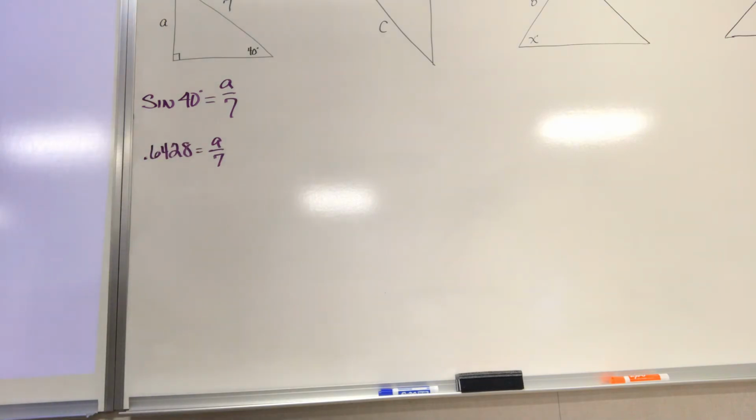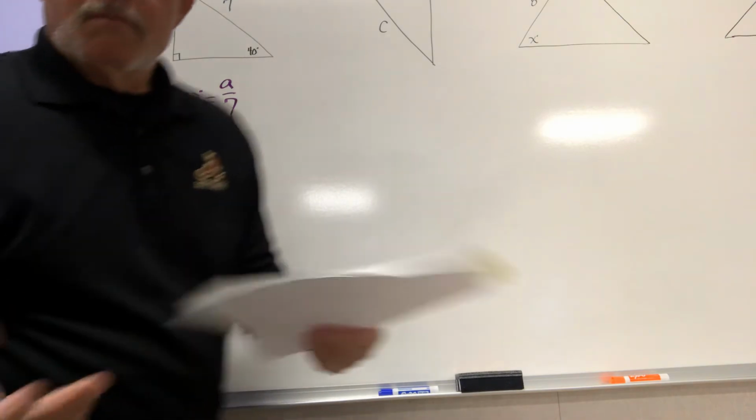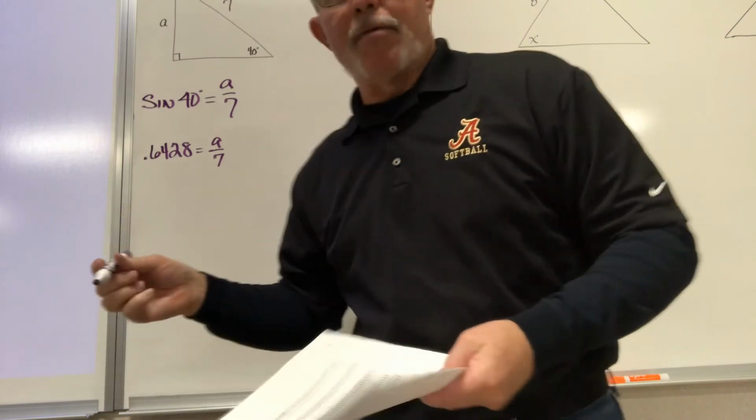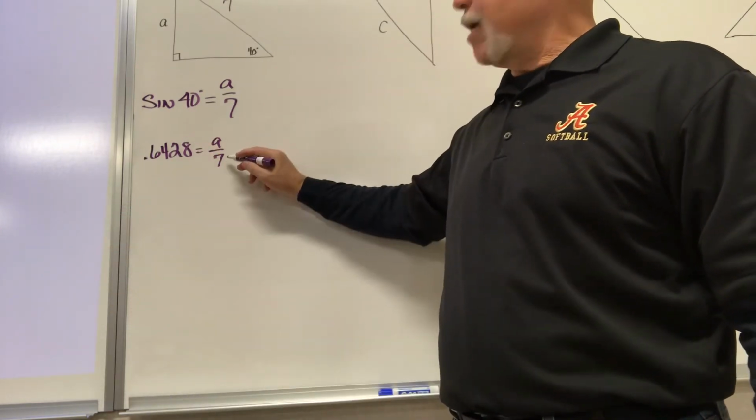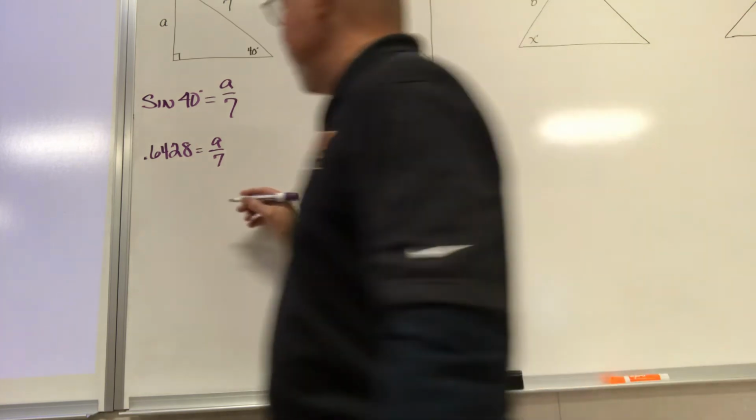And now all I'm dealing with is a basic math problem, okay? A number equals a over 7. That means I multiply both sides by the denominator.